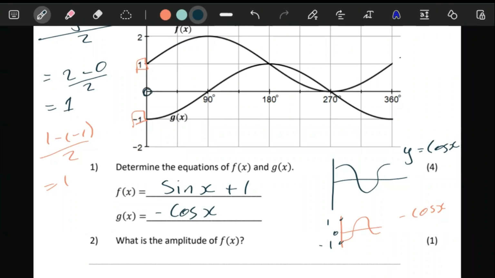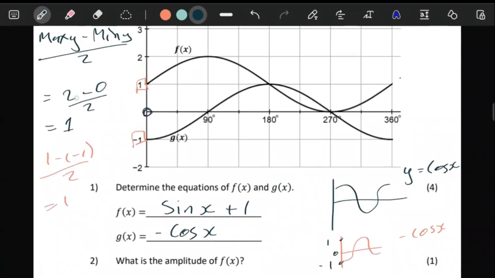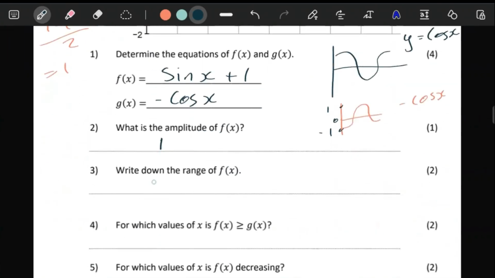It's not been shifted up or down, so there's no plus or minus or anything. Okay. The next one says calculate the amplitude of f. Amplitude of f, we already have it. We said it's just 2 minus 0, divided by 2. That's just 1. Write down the range of f.